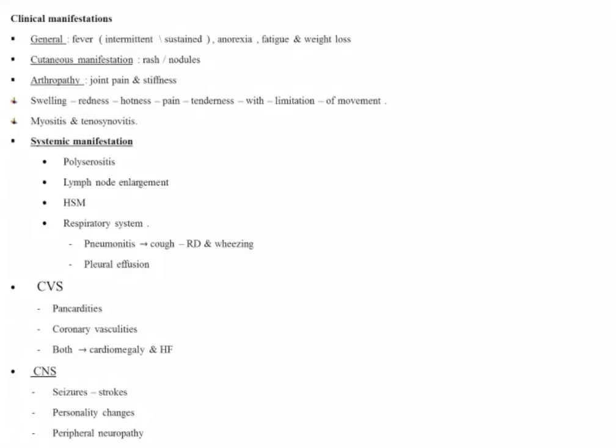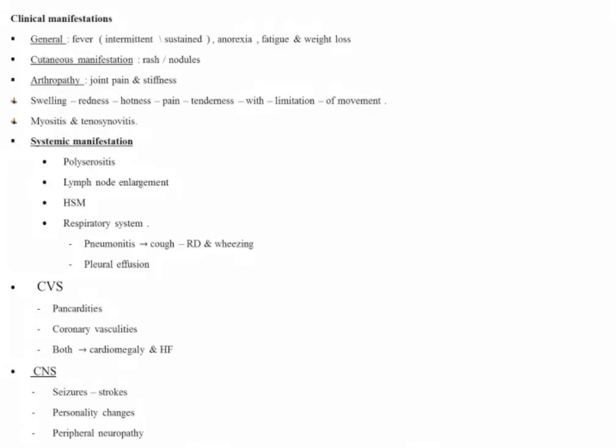Clinical manifestation of rheumatic disease in general: fever, anorexia, fatigue, weight loss. Cutaneous manifestation such as skin rash, subcutaneous nodule, erythropathy, joint pain, stiffness, joint swelling, redness, hotness, pain, tenderness with limitation of the movement. Myositis, tenosynovitis. Systemic manifestation: polyarthritis, lymph node enlargement, hepatosplenomegaly. Respiratory system, such as pneumonitis, may be presented with cough, respiratory distress with wheezy chest.